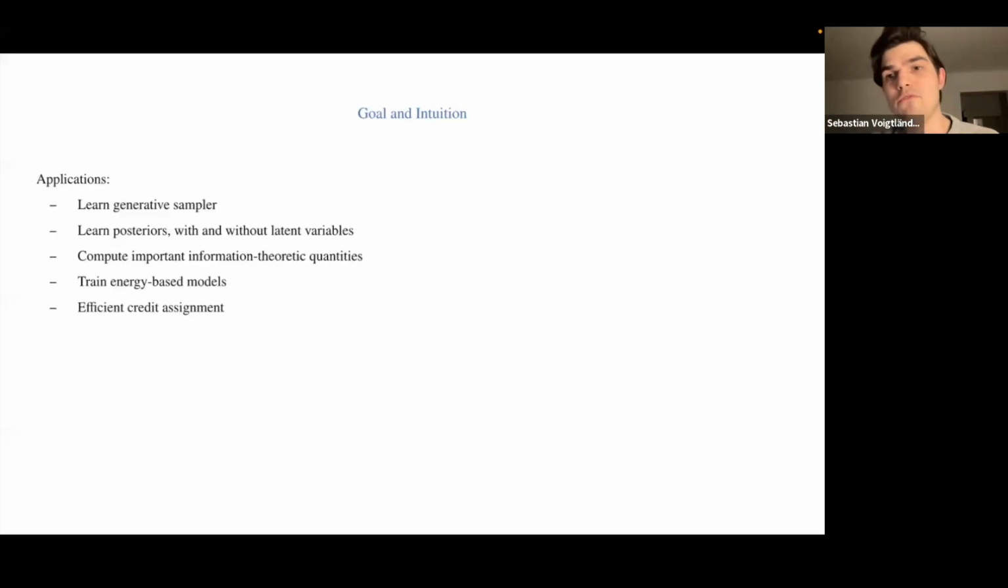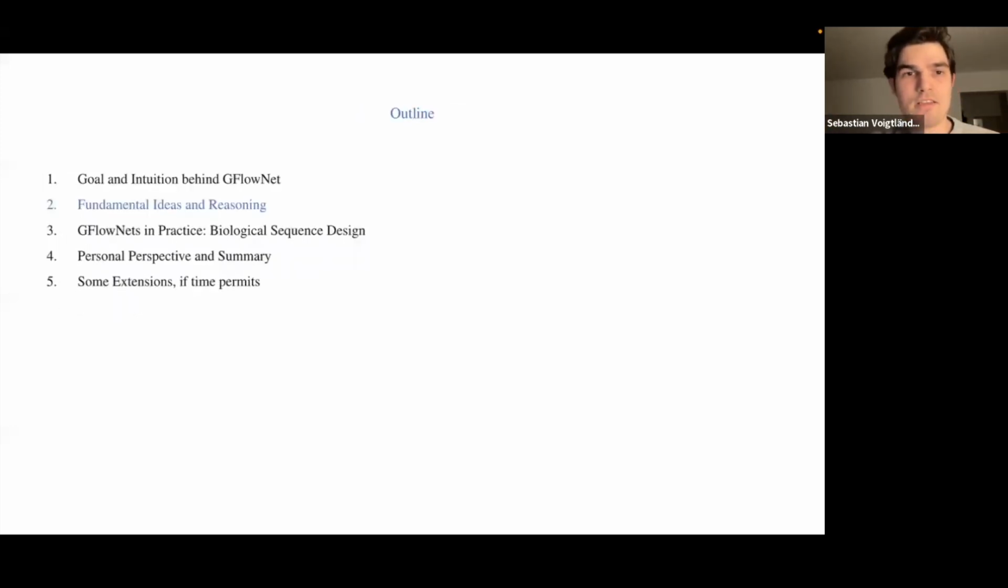And it's also a way to do very efficient credit assignment, because sometimes you want to have the benefit to be able to sample from a distribution and thus implicitly learn the distribution itself, and not average over expected values from the distribution. So how this exactly works in credit assignment will become clear a little later. So now let's walk through the fundamental ideas and the reasoning.